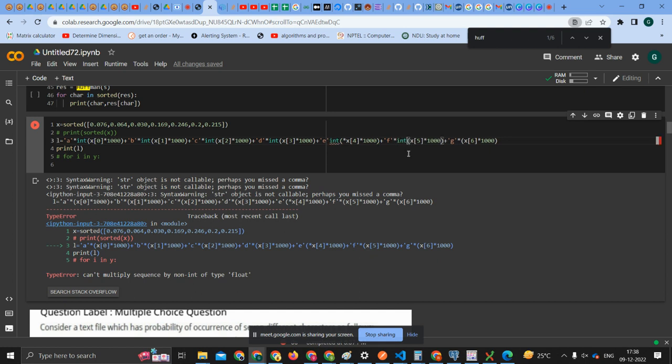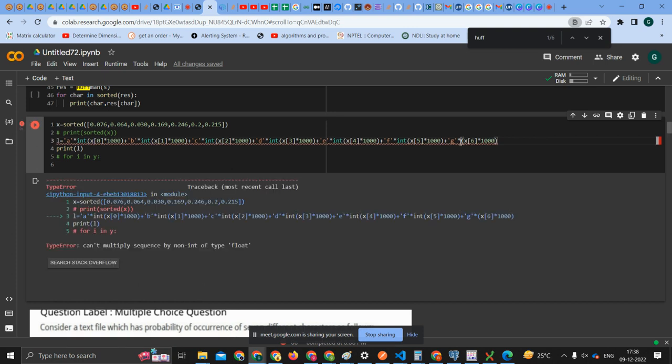Basically, it is saying that a string you cannot multiply by a float. That's all it is saying. I think there's also a mistake here. No, that plus is missing. Plus after e. Sorry, that is a star. I'm sorry.